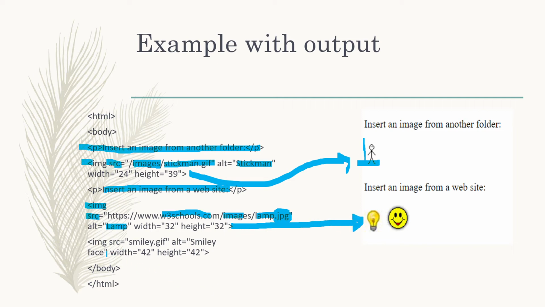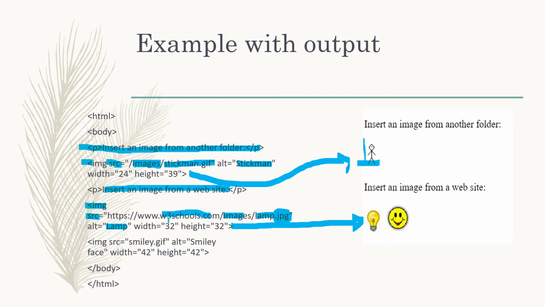Now coming to the next one. When the image is in the folder in which you are making the website, then this is the simplest way. So I suggest you keep the images in the same folder in which you are saving your web pages. Okay, so let's move to image src, that is smiley.gif.